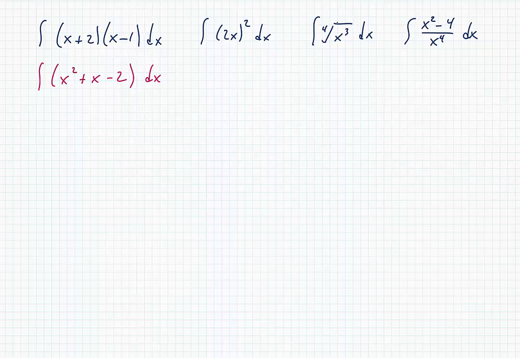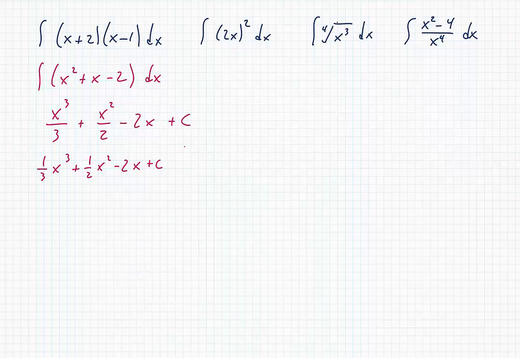If you're not sure where that polynomial comes from, go ahead and multiply out x plus 2 times x minus 1, combine like terms, and you should end up with exactly this expression here. Then the antiderivative is going to be x to the third over 3 plus x squared over 2 minus 2x plus c, which we could also write as 1/3 x to the third plus 1/2 x squared minus 2x plus c.